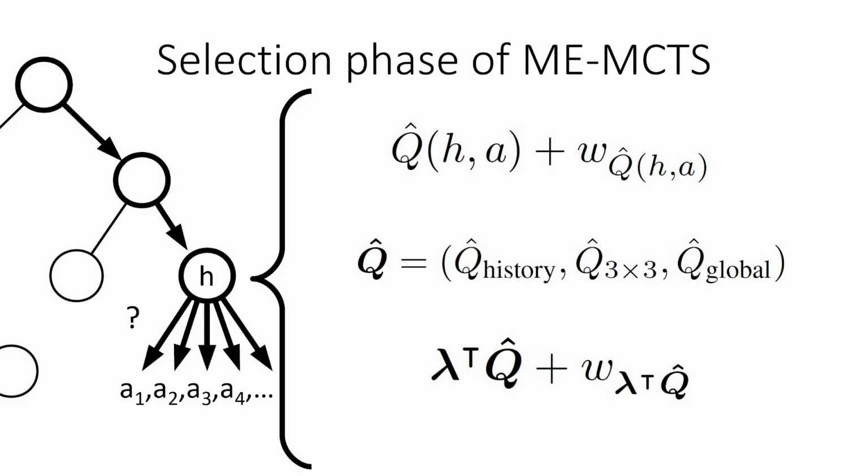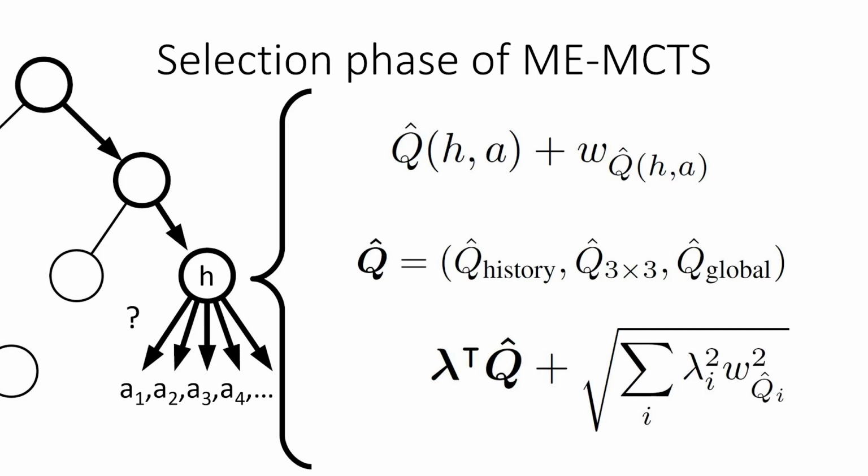With a few simplifying assumptions, we can get this combined uncertainty from a weighted sum of the individual estimators' uncertainties, which leaves us with the main problem of our paper. What is the best weight vector lambda? Which estimator should we trust how much?